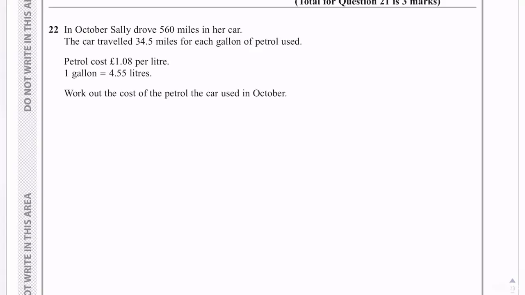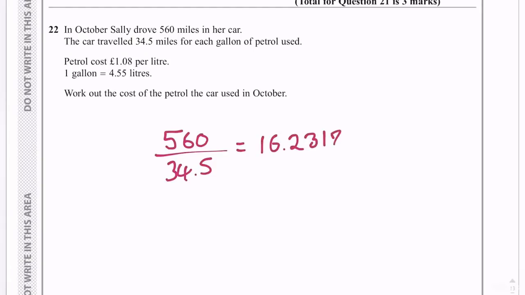So, we've got 560 miles, and for every gallon it travelled 34.5 miles. Okay, so if we do our 560 miles, and we divide it by 34.5 miles, that will tell us how many gallons of petrol that we've used. So 560 divided by 34.5 tells us that we've used, oh, and it's not a very nice number at all, we get 16.2318, and it keeps on going, gallons. So that's how many gallons of petrol that we've used. I'm going to leave that number on my calculator display.